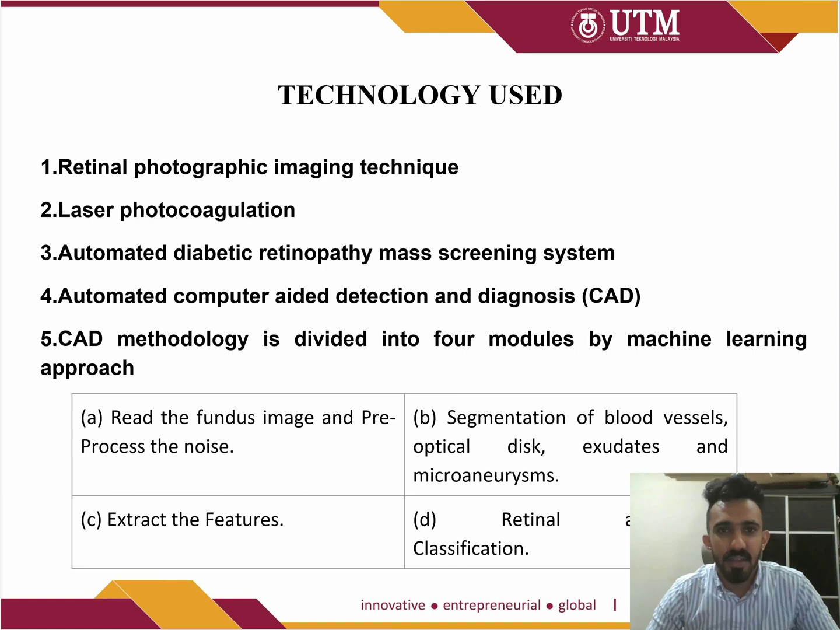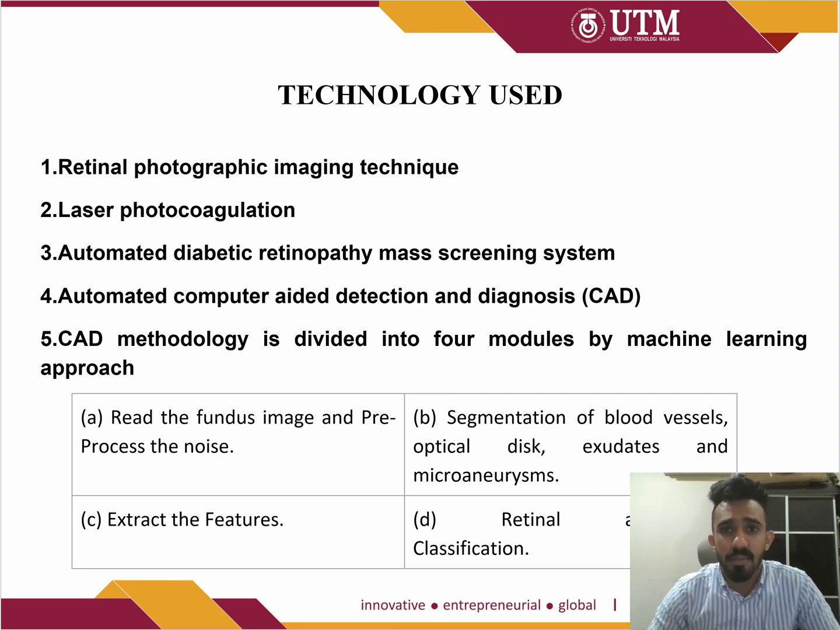There are 5 techniques used in this project. The first one is retinal photograph image techniques. It has facilitated the development of computer-assisted methods to measure and quantify subtle variations and abnormalities in the retinal microvasculature. Laser photocoagulation: if the disease is detected in the early stage by using these techniques, we could slow down the progression of diabetic retinopathy.